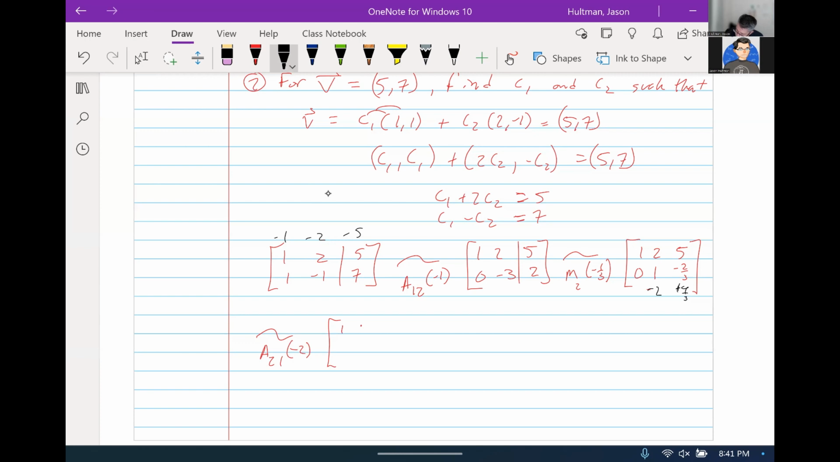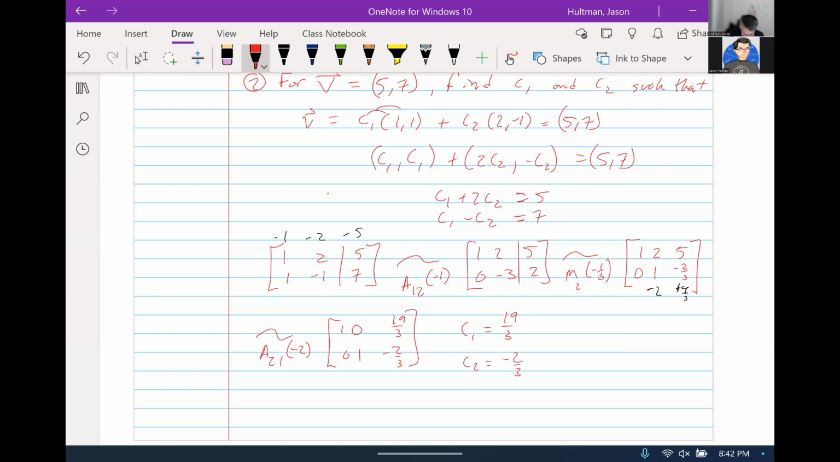That makes sense. So we're going to get 1 and then 0, and then 5 plus 4/3. Well, 5 is 15/3 plus 4/3 is 19/3. And then we get 0, 1, and negative 2/3. So this is solved now for C1 equaling 19/3 and C2 equaling -2/3.